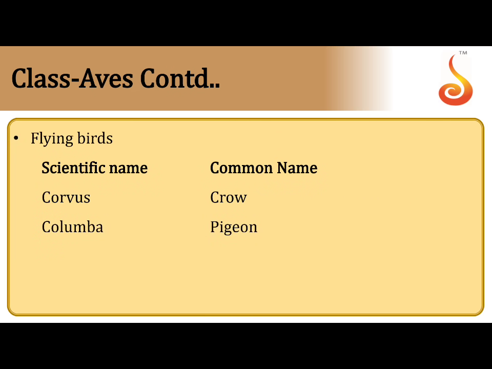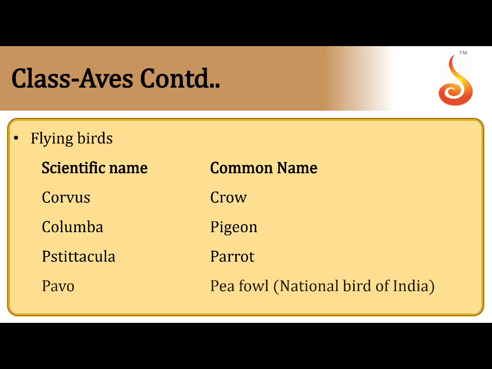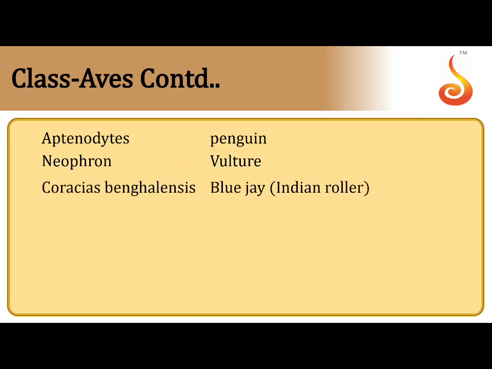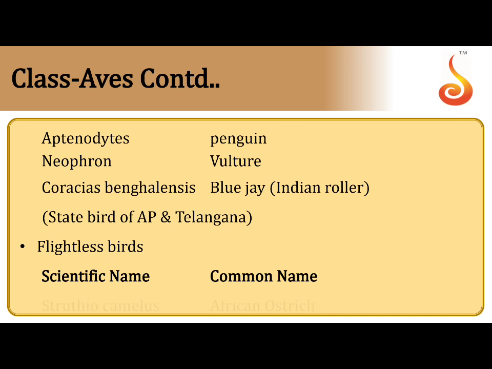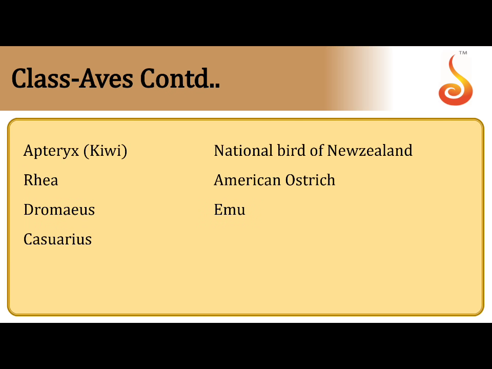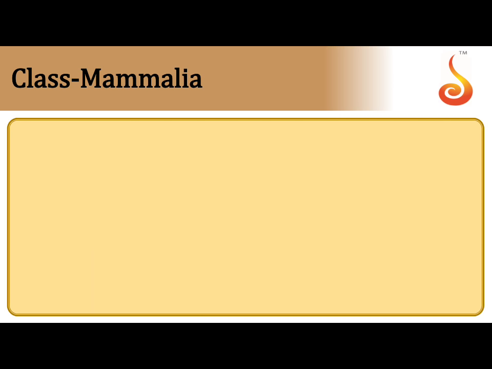Flying birds, examples are Corvus, crow; Columba, pigeon; Psittacula, parrot; Pavo, peafowl and so on. Aptenodytes, penguin; Neophron, vulture; Coracias benghalensis, blue jay. So, flightless birds' scientific names are Struthio camelus, African ostrich; Apteryx, kiwi, national bird of New Zealand; Rhea, American ostrich; Dromaius, emu; Casuarius, and so on.